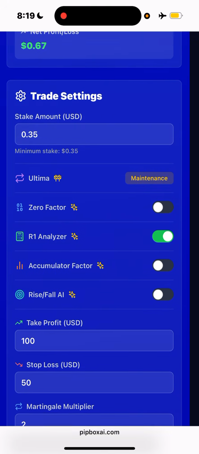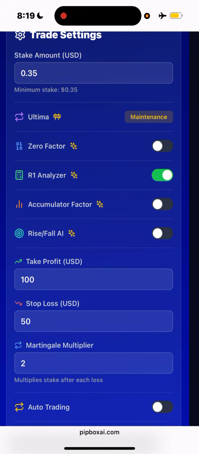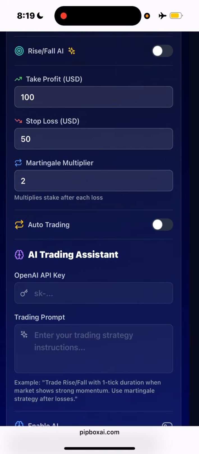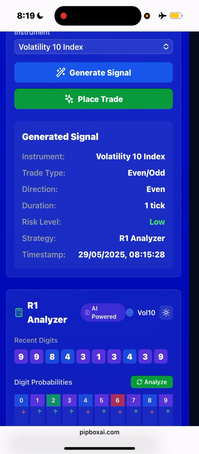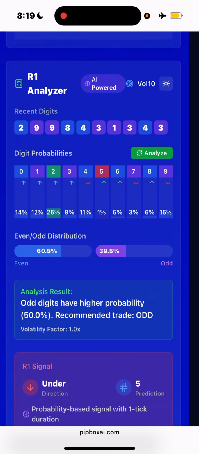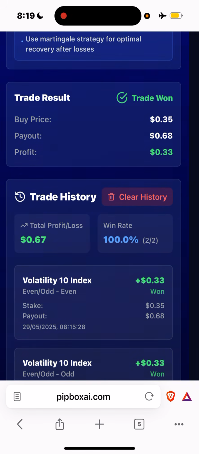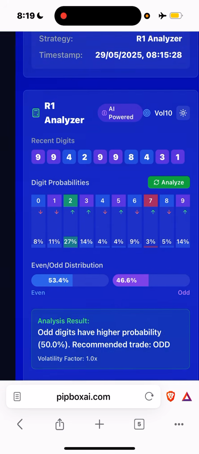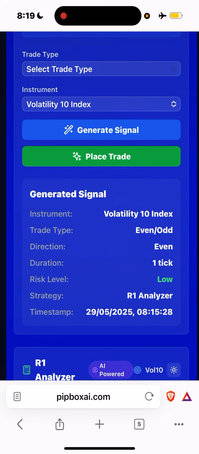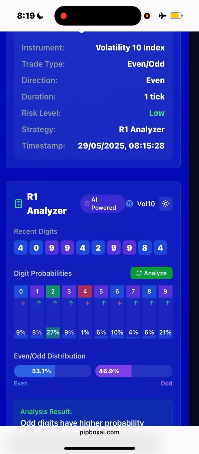So the first thing that we need to do is check the volatility factor of the index that we're going to be using. Today we are using the Volatility 10 index. I was already trading and I had these two runs. I was in profit of 0.67 USD. So the first thing is to always check the volatility factor.